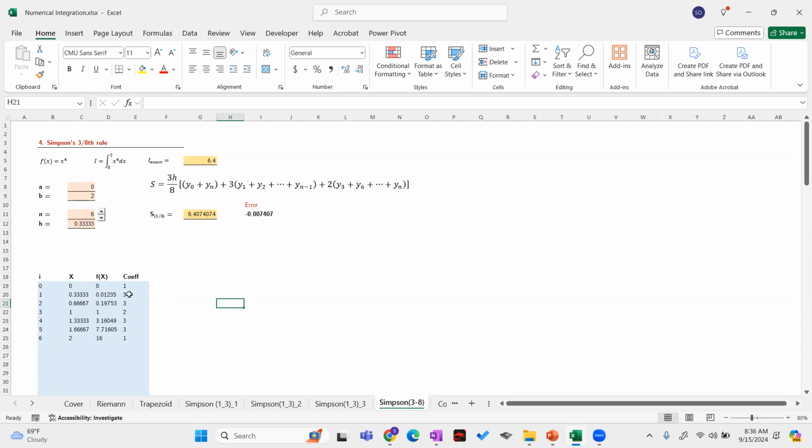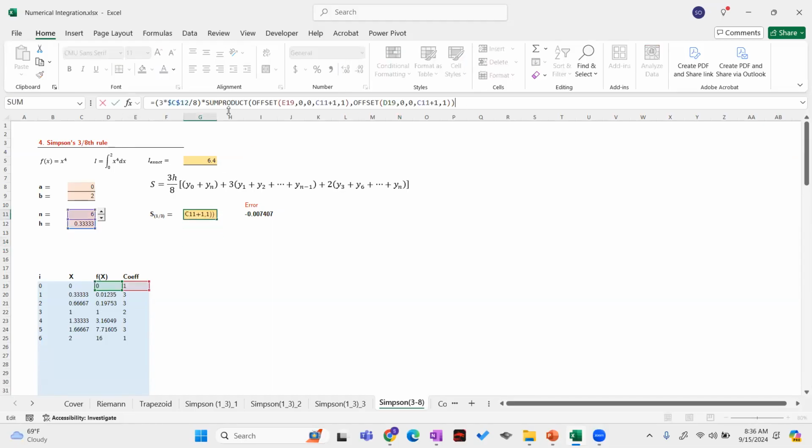And then take a sum product of the coefficients and the heights. That will give you the term inside this bracket. Then finally multiply by 3h by 8. That is what I have done. This 3h by 8. All right. So this gives the approximation for the area under the curve.